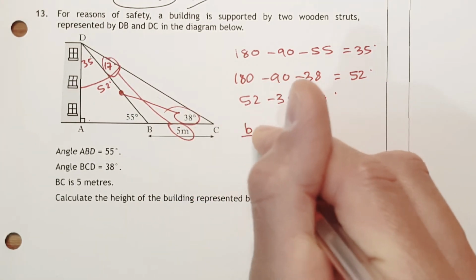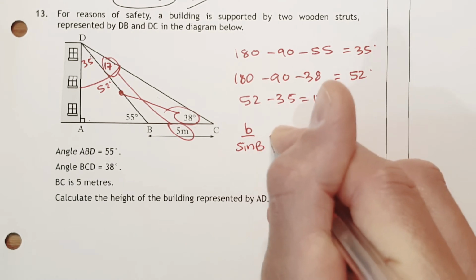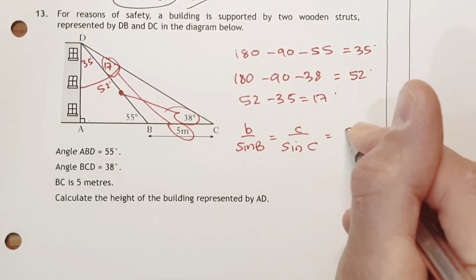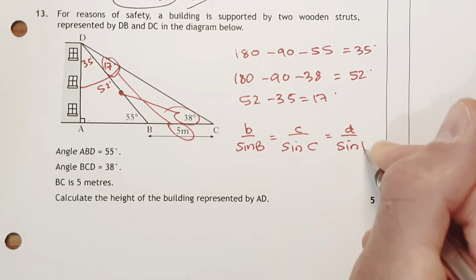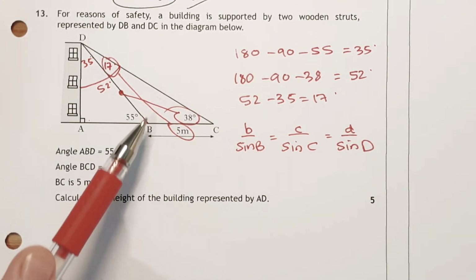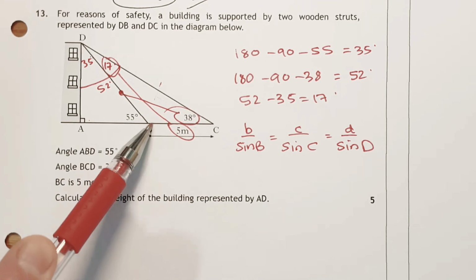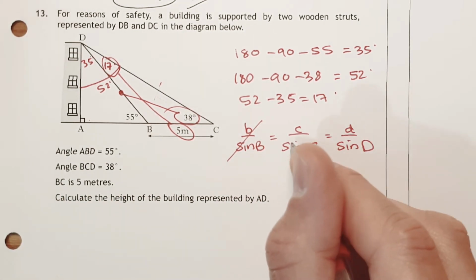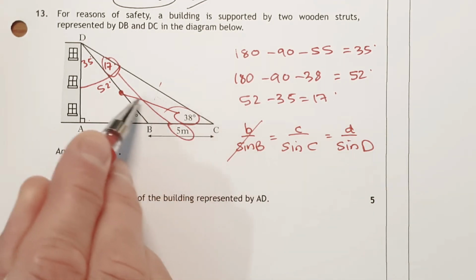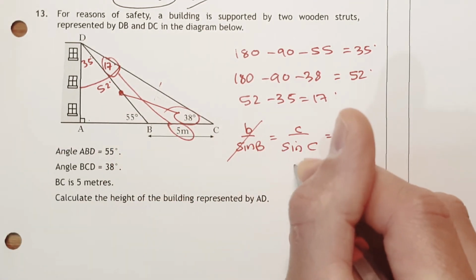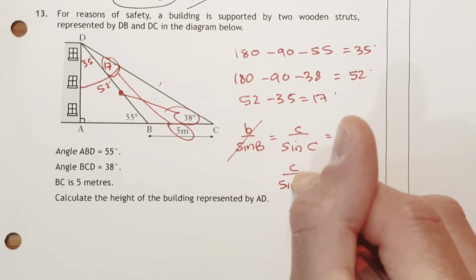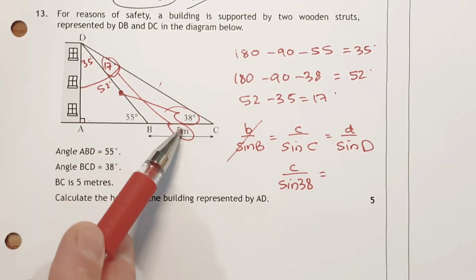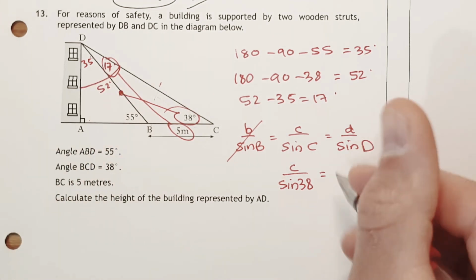So B over sine B equals C over sine C equals D over sine D. Well, B is the length there. Angle B is this one here. We don't have either of those, so that's no use to us. Don't need that. So it's C over sine C. Well, we don't know what this measurement here C is, so we can just leave that as a C over sine 38 equals D. That's your measurement of 5 over sine 17.